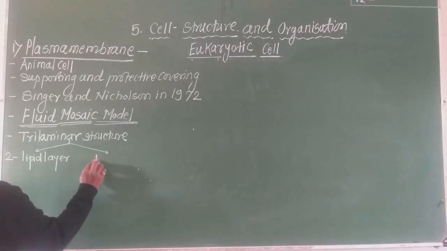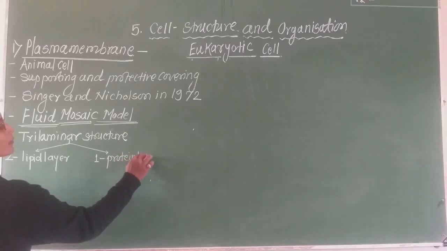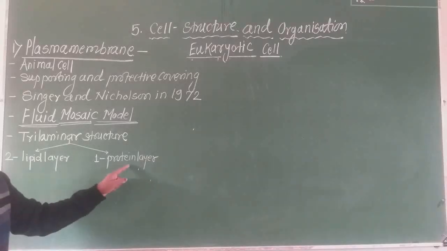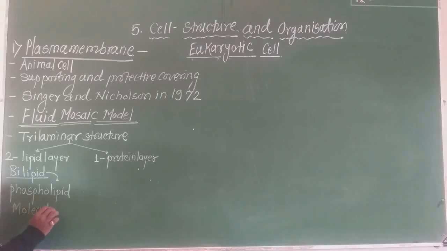Okay. And one layer is protein layer. Two layers are lipid layers. One layer is protein layer. These two lipid layers are also called bilipid layer, because layers are two. This is bilipid layer. Now in these two layers, whatever lipids are present, these lipids are phospholipid molecules. Which type of lipid is present?